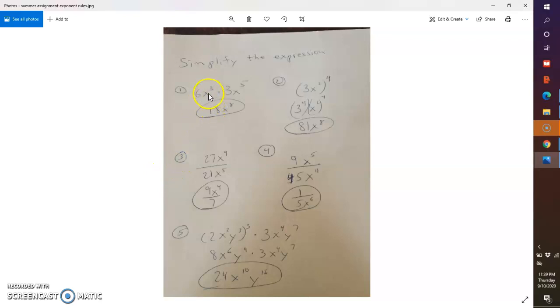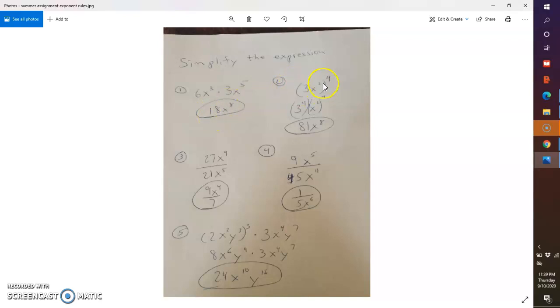And the first rule is whenever you have the same base and you're multiplying, you keep the base and you add the exponents. So we can always multiply coefficients. 6 times 3 is 18. You probably already knew that. But x cubed times x to the fifth, we add the exponents when you have the same base and you're given exponents. X to the third times x to the fifth is x to the eighth. So therefore, the answer is 18x to the eighth.